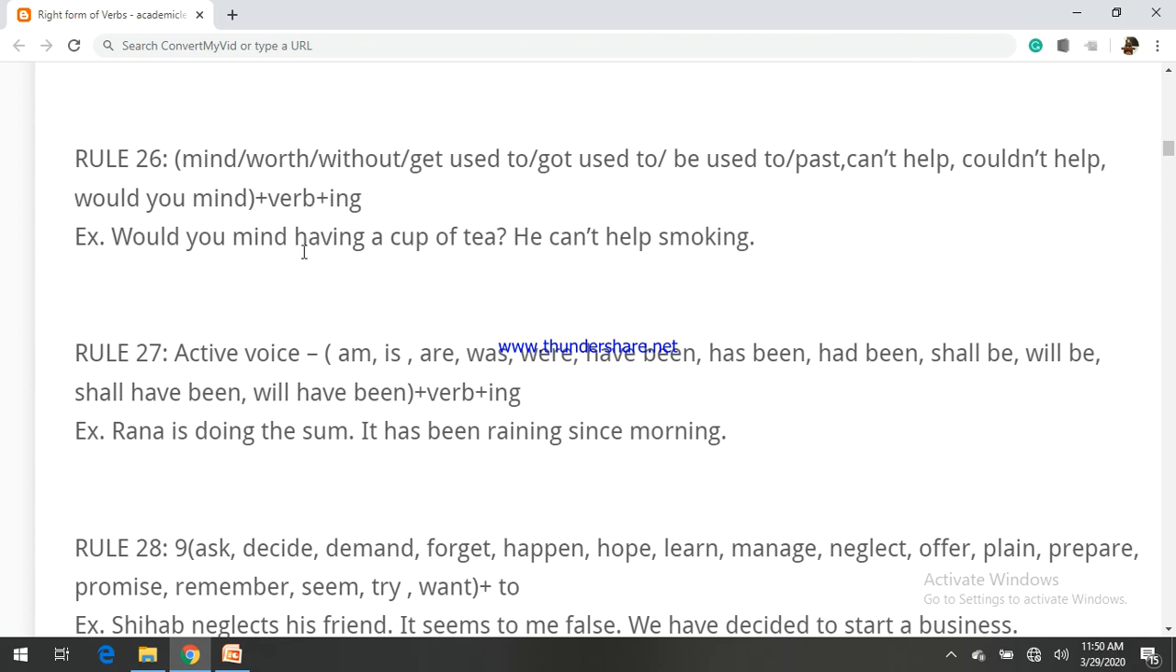Would you mind having a... let's see, would you mind. After the word mind, these are the keywords. After mind, not "have" but "having". After "cannot help" or "could not help", "smoking". That means verb 1. After these words, mind and so on, verb plus ing is mandatory.